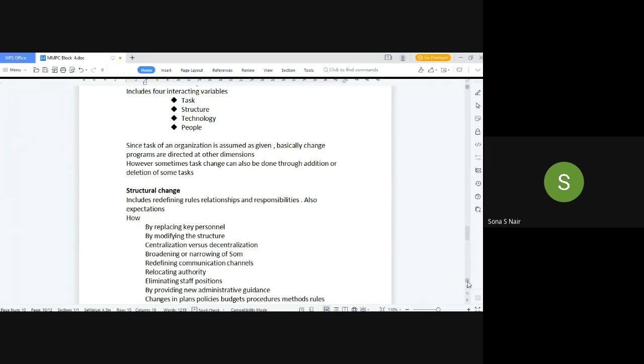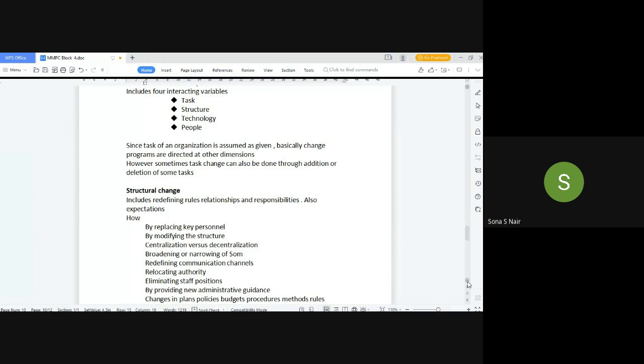Redefining communication channels, in the sense that you were possibly asking for a report, but now you're wanting them to enter the details into a software which generates a report on its own. Relocating authority, if you feel that one position, one department is not actually able to utilize the authority given to it properly, then that authority can be taken away from those people and given to some other part of the organization.